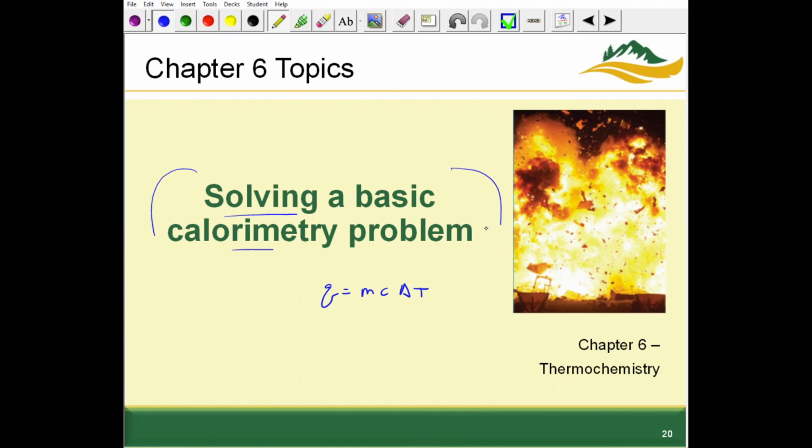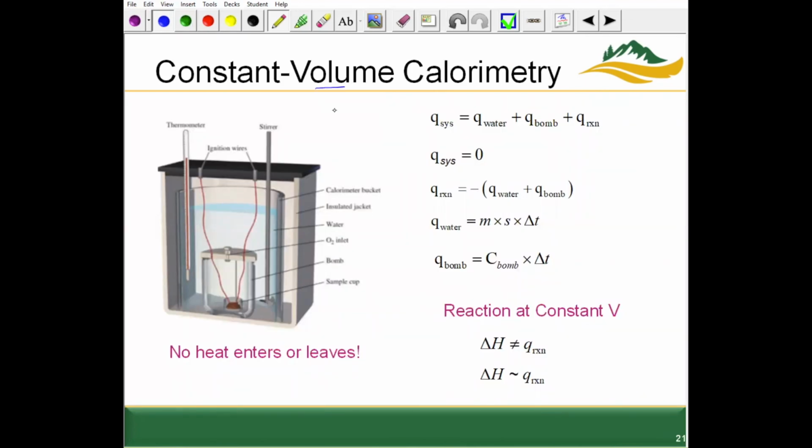So let's keep going in the same realm and now solve a basic calorimetry problem. The constant pressure calorimeter, that was what we called a coffee cup calorimeter. Now a constant volume calorimeter is what we call a bomb calorimeter. So in that coffee cup calorimeter, that styrofoam, we essentially didn't worry about the styrofoam absorbing any of the heat. For this kind of bomb calorimeter, we do take into account sometimes the heat that is absorbed by the material itself, so this metal material that makes up the bomb calorimeter.